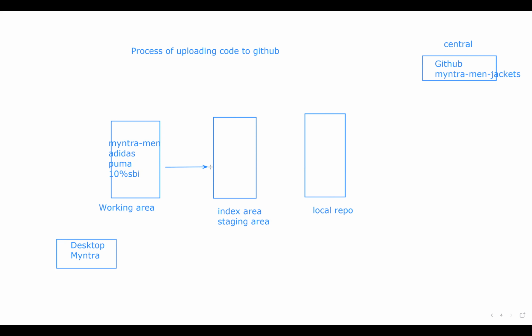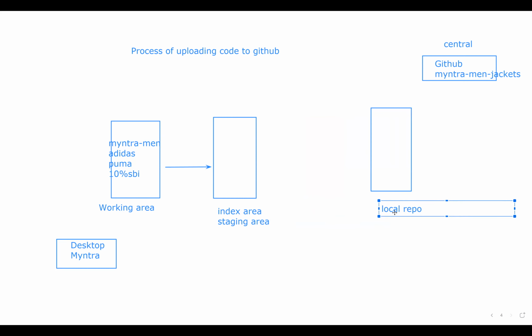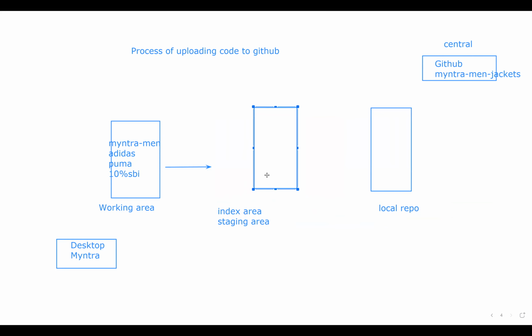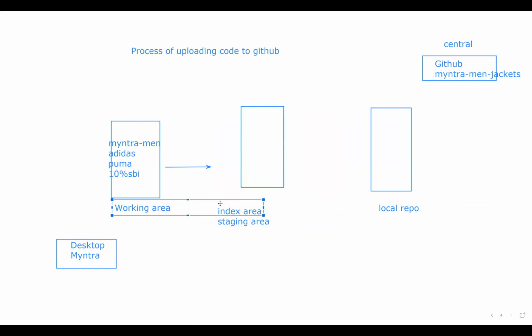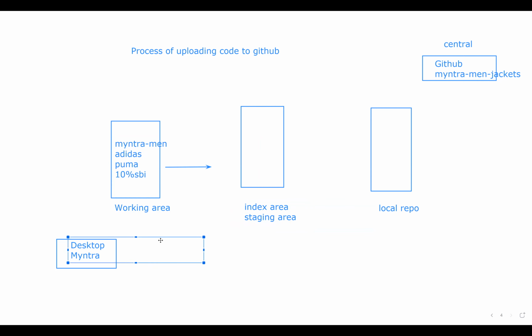Next, once your working area is done, you have to move these files from one stage to another stage. Working area, yes, perfect. Once you're done, suppose you have written code for Adidas, what you need to do? You have to move this file to the second stage, and from the second stage to the third stage, to centralize the process. That is the flow. Let us understand how to push this code.